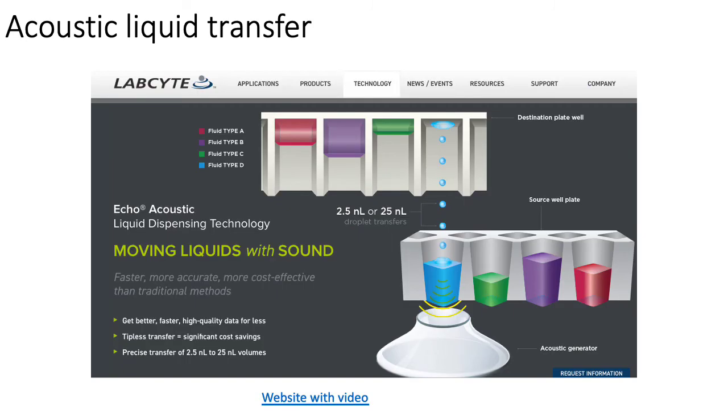Now we have something called an acoustic liquid transfer system. This allows us to move liquids using special technology called acoustic liquid transfer. It's moving liquids with sound, which is really cool actually. It can move very small volumes, anything from 2.5 nanoliters up to 25 nanoliters, which can be dispensed into these wells. Using sound waves, we can actually dispense liquids. That's pretty cool.